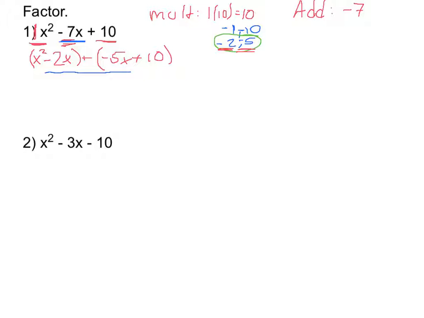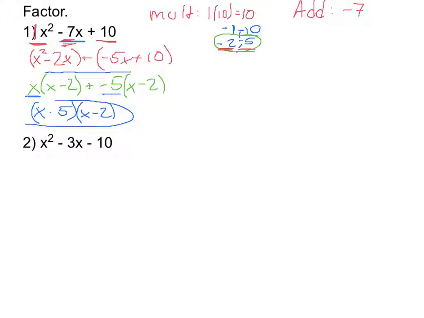Now let's do our grouping. From the first set of parentheses, I can take out an x, leaving me with x minus 2, plus from the second set of parentheses, I can take out a negative 5, leaving us with, again, x minus 2. And so when we finish this up, I'm going to have x written first, and then minus the 5, that's coming from here and here, leaving us with just the x minus 2. Okay, and that's that one factored.